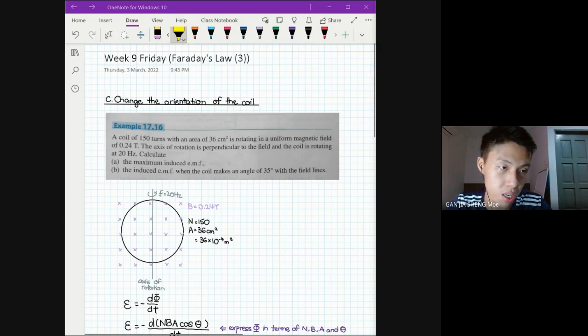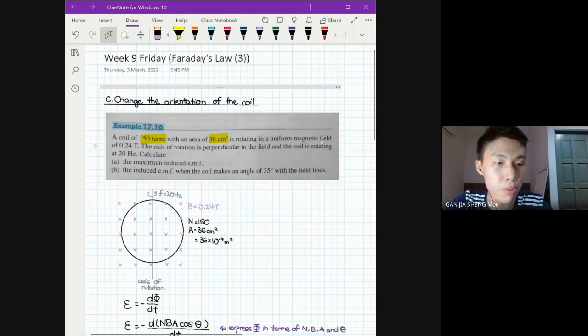Okay, so let's look at example 17.16. We have a coil with 150 turns with an area of 36 cm squared. I have drawn a circular coil to represent the situation. This coil here has 150 turns with an area of 36 times 10 to the power negative 4 meters squared. And this coil here is rotating in a uniform magnetic field.